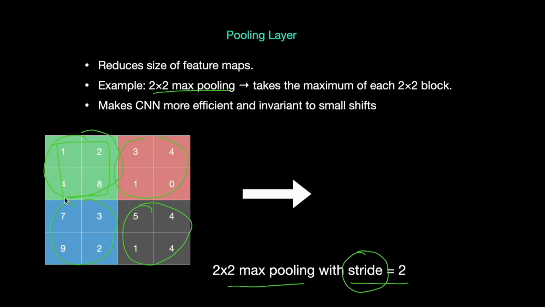So this is one window. We get the maximum, that is 8, and then we move by 2 places. Why? Because the stride is 2. So this is another window, right? And the maximum would be 4.